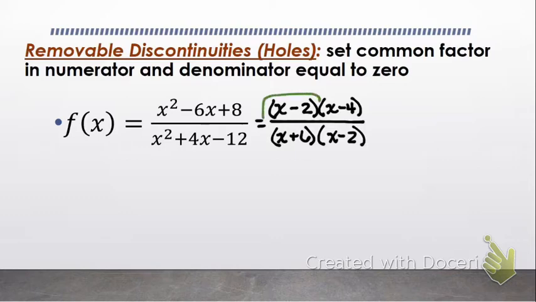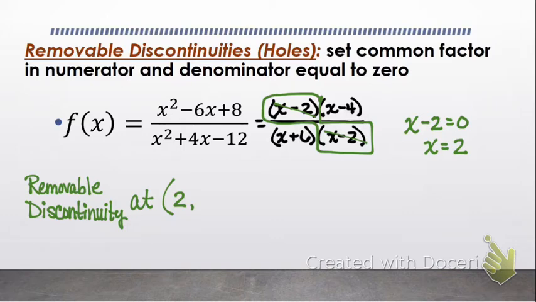Notice they have x minus 2 in common, so those would end up canceling out, but that's what I need to take and set equal to 0. x minus 2 equals 0. So the x part of our removable discontinuity is 2. And then we still need to get the y part, because remember, we're leading into graphing with this.